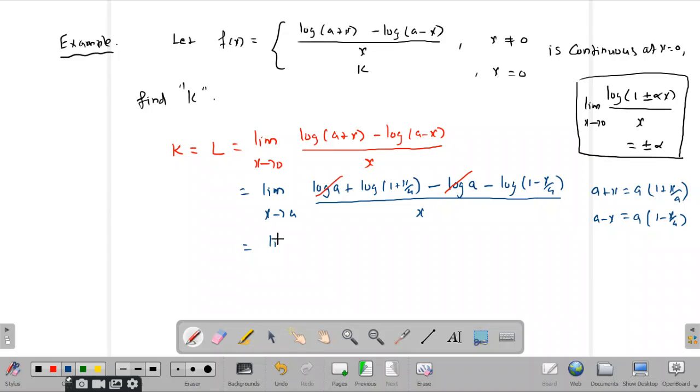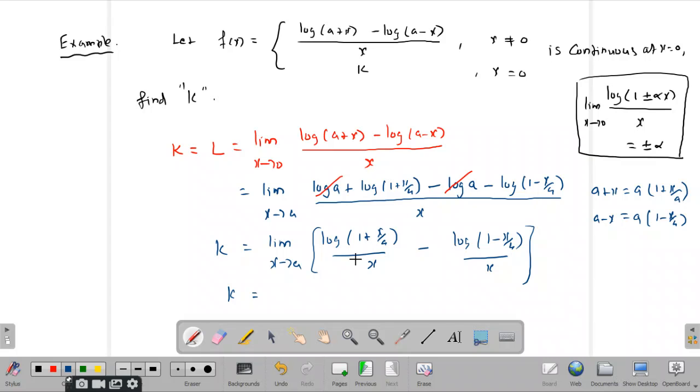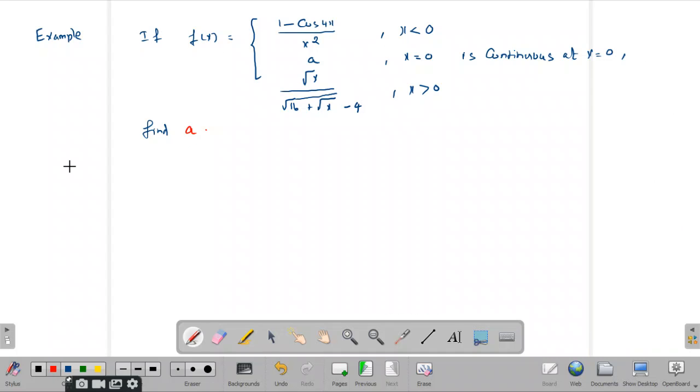Let us proceed now. Limit x approaches a, log of 1 plus x by a by x, another term log of 1 minus x by a by x. There are two terms. The final limit is nothing but k. Then k will be equal to, the first term, the coefficient of x, 1 by a. Then the second term, coefficient of x, minus 1 by a, minus or minus plus 1 by a. And therefore the value of k is 2 by a, so that the function can be continuous at x equal to 0. Clear?